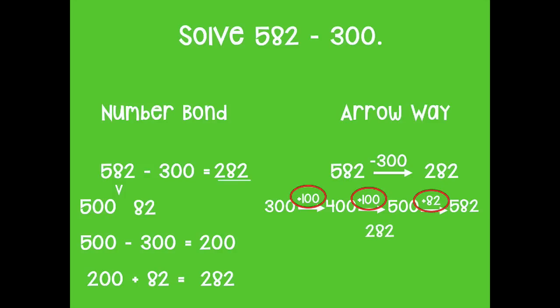So look, that's 282. So that's the same way we used when we subtracted with the arrow away and when we used our number bond. All right, good job with that one, friends.